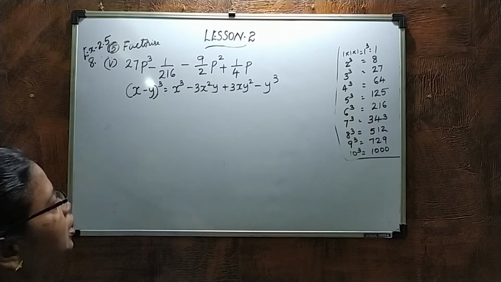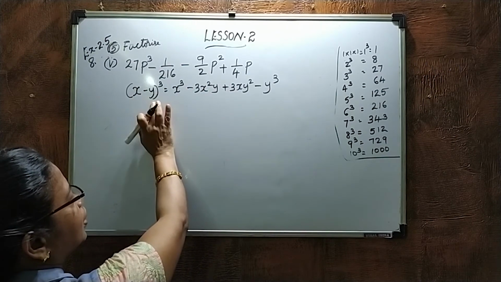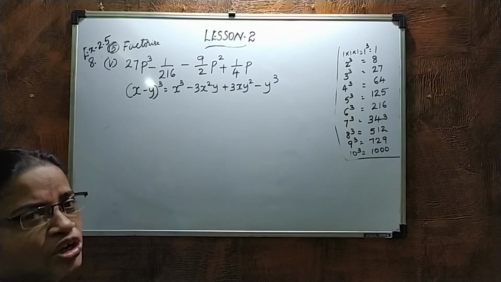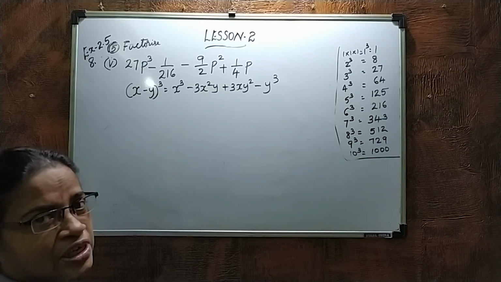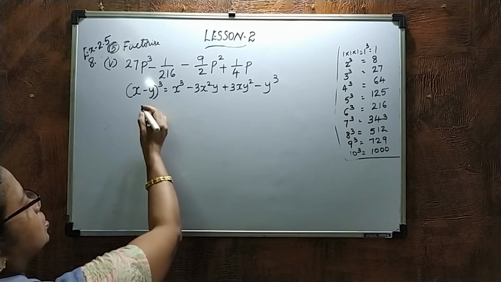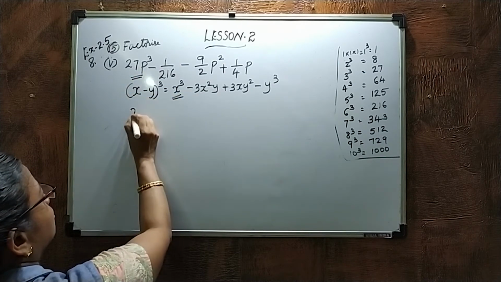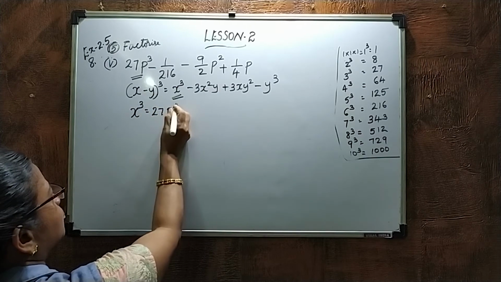So what do you have to do then? They have given you the right hand side. You have to find out the left hand side. You have to find out x and y. So first you find out x and y. Then you have to check whether you will get the same answer or not. So what is x cube? Here x cube is 27p cube. X cube is equal to 27p cube.